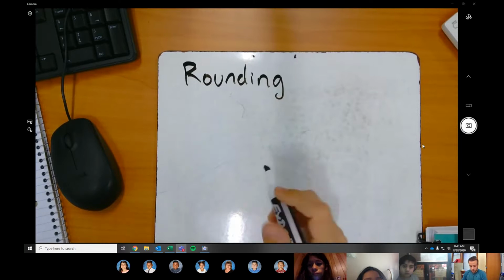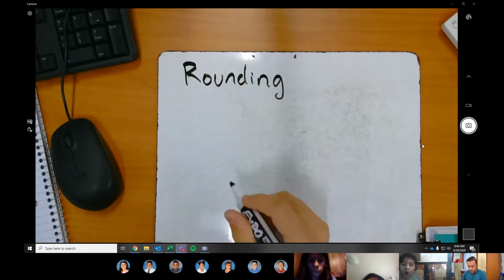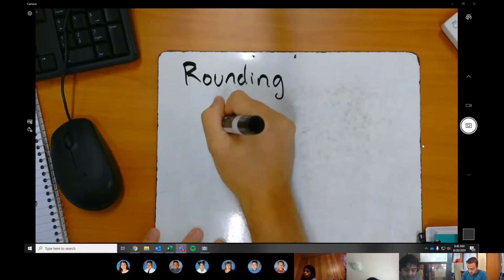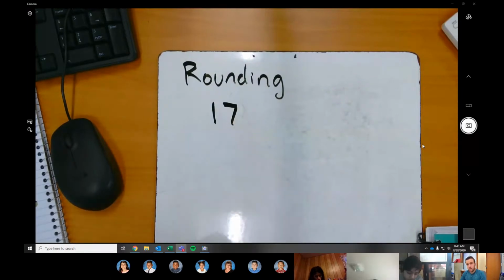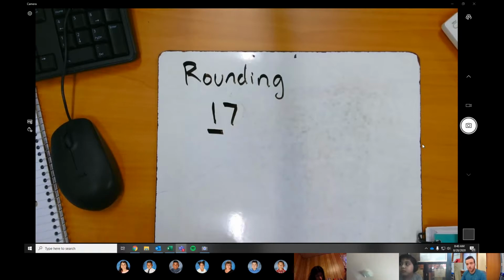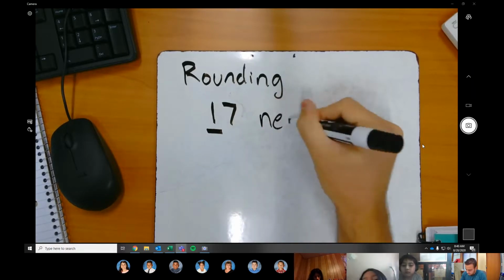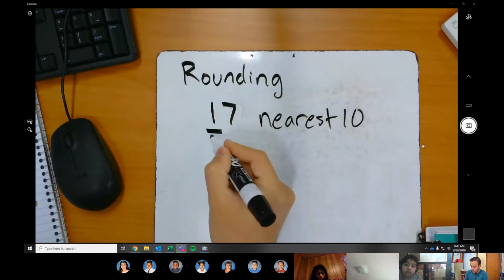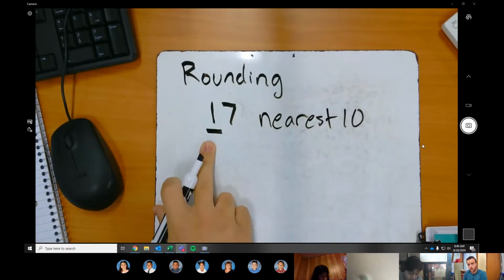So let's first start with rounding to the nearest 10. Let's take 17, for example. If you wanted to round 17 to the nearest 10, it takes a couple steps to get there. First, I like to underline what we're working with. If we're rounding to the nearest 10, I will underline the 10 value, just so I remember this is what I'm working with here.